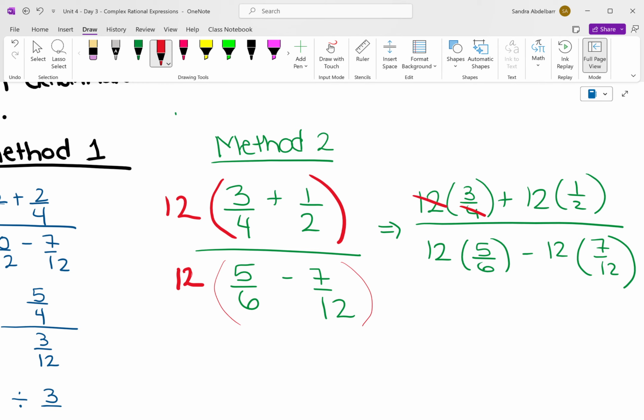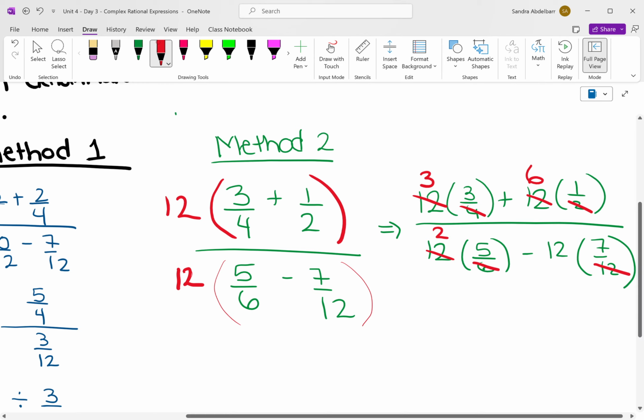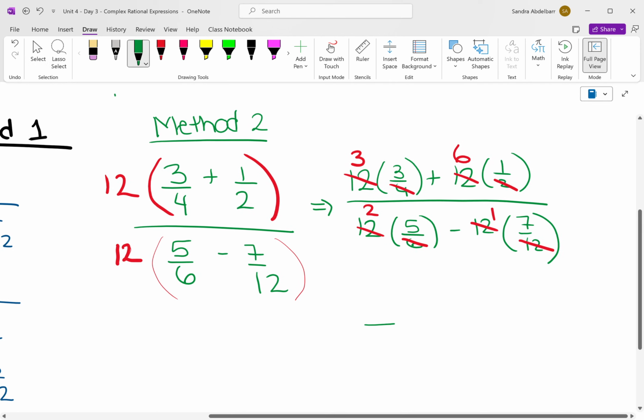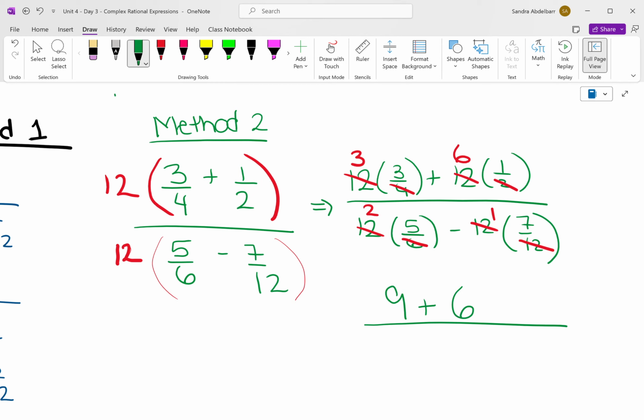And now we simplify. 4 goes into 12, right? When you're multiplying, you could cross simplify. 4 goes into 12 3 times. 2 goes into 12 6 times. 6 goes into 12 2 times. 12 goes into 12 1 time. So what are we left with? We are left with 3 times 3, which is 9. 6 times 1, which is 6. 2 times 5 is 10. 1 times 7 is 7.